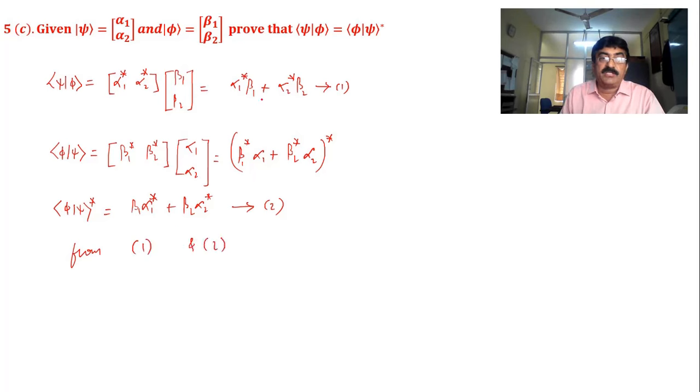Beta 1 alpha 1 star, beta 2 alpha 2 star. That means ket phi psi star is equal to phi phi. This is what we actually expected, and this ends the proof.